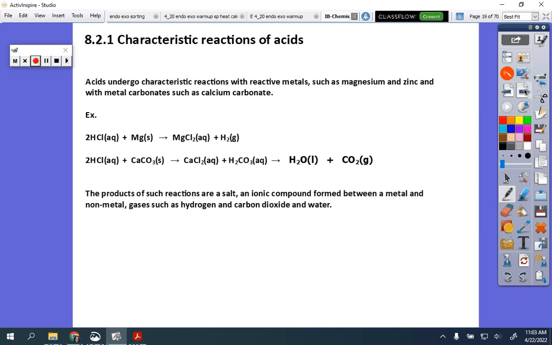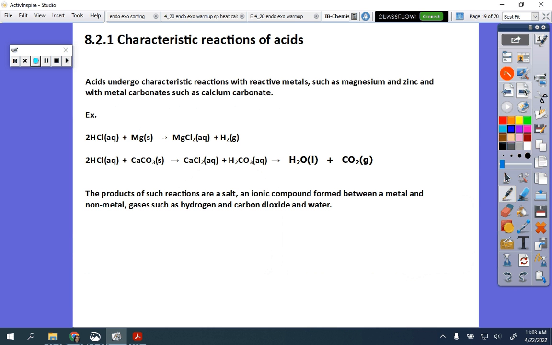So there's an example here of hydrochloric acid reacting with magnesium to produce magnesium chloride and hydrogen gas. The magnesium chloride is an ionic compound that we call a salt. Okay? So sodium chloride obviously is the salt that we all think of as salt, the table salt, but any ionic compound like that we can call salt.